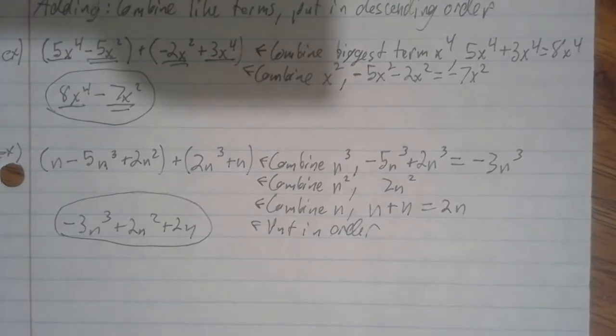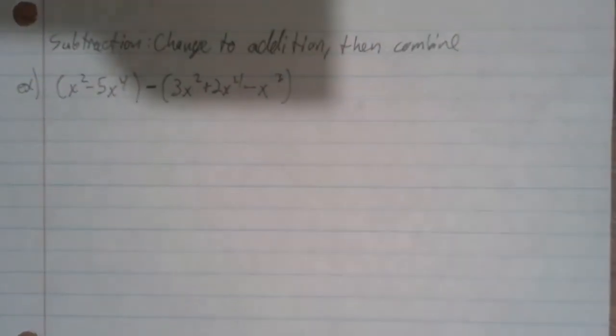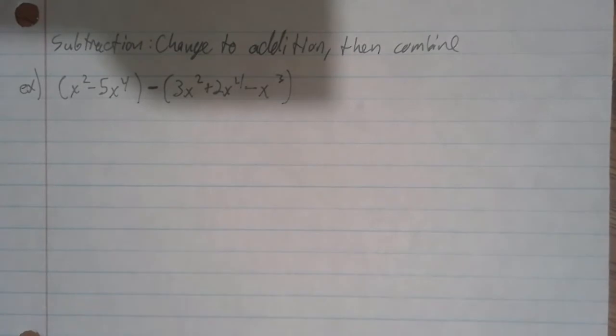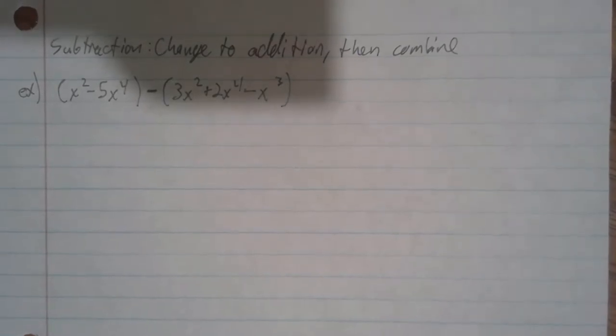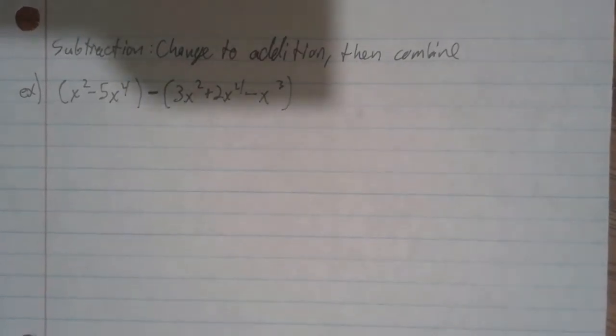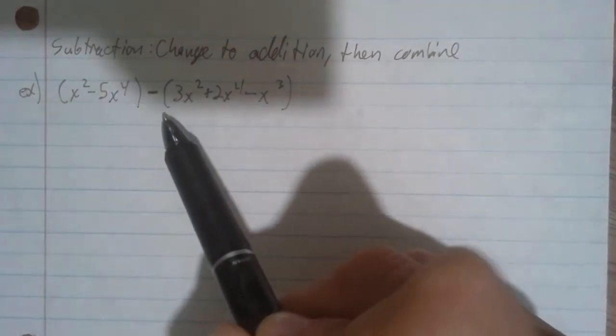All right, now we're going to look at subtraction. So subtraction is not what we're actually going to do. We're going to change it to addition, and then we're going to combine. That is the easiest way that I found to do this. Changing it to addition is not terrible. You just have to be very careful.